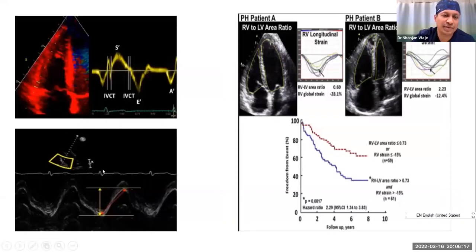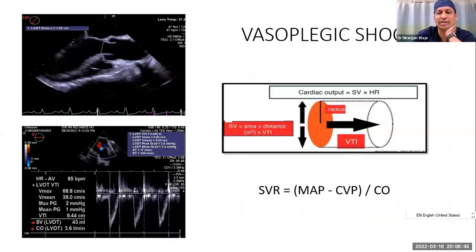On the bottom here is the M mode showing the TAPSE, the tricuspid annular plane systolic excursion, which should not be less than 17. And on the top here is the S prime, which is the tissue Doppler, and this S prime is above the baseline. It should be not less than 9. Anything less than 9 would be indicative of poor RV function. On the right-hand side, you see the RV strain, which also corresponds to the patient outcome.